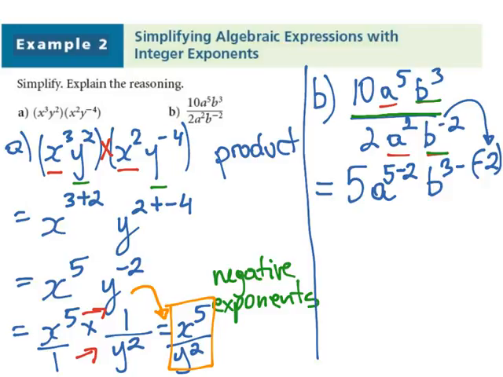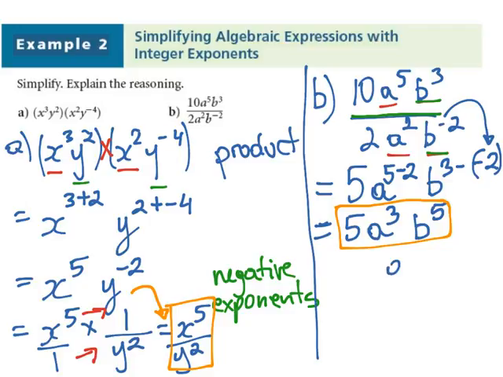Let's simplify this. We have 5 times a to the power of 3, because 5 minus 2 is 3. And for B, 3 minus negative 2 is 5. Notice there are no negative exponents, therefore this is our answer. And in this case we used the quotient rule, and we should probably write it down, the quotient rule.